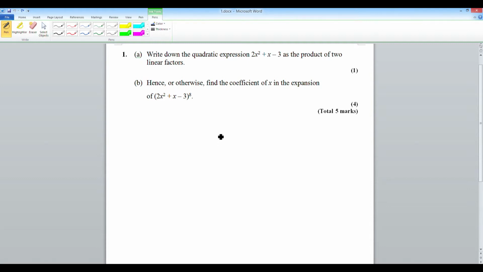Hello, let's take a look at binomial expansion. So this is an exam style question. For part 1a, they ask us to write the quadratic expression 2x squared plus x minus 3 as the product of two linear factors. Actually, what they're asking of us is just to factorize this given expression.